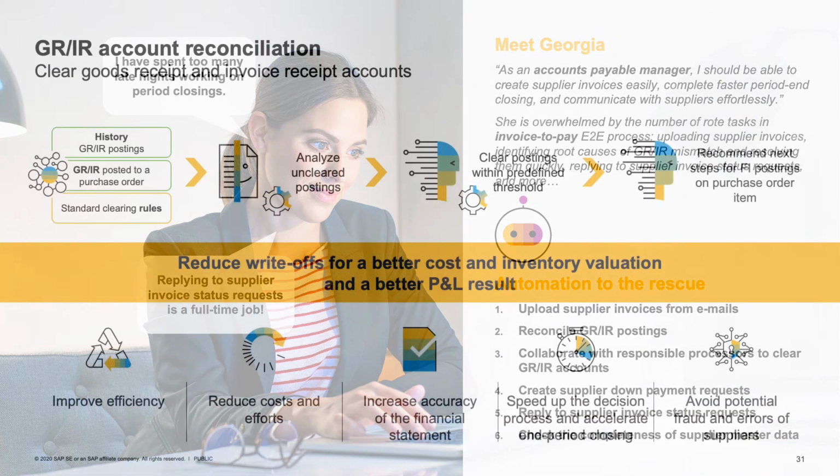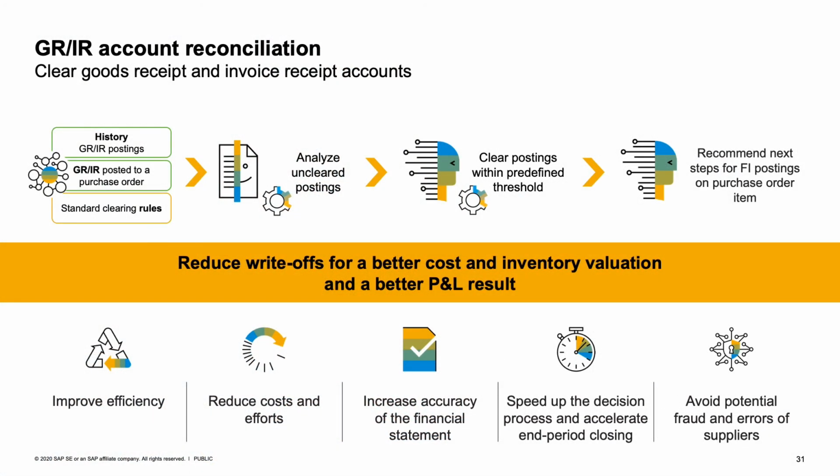Let's take a look at how the intelligent technologies help with the GR/IR process. This is where we have the clearing of goods receipt and invoice receipt accounts. The GR/IR reconciliation is important when there are incoming goods and incoming invoices, and the difference of amounts or quantities between the invoices and goods receipts is the reason why the FI documents cannot be cleared automatically.